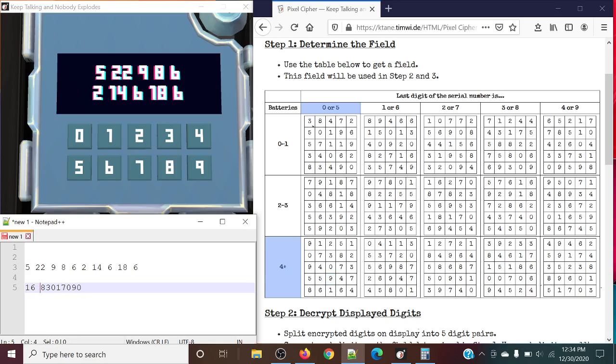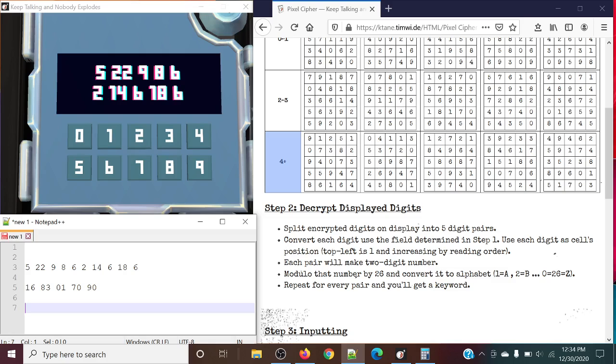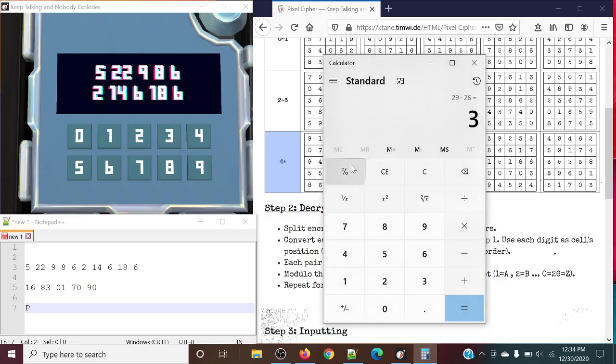Let's split these up into pairs, and let's decrypt them to their alphanumeric positions. So 16 is a Papa in the alphanumeric position. 83, let's modulo that by 26, is a 5, Echo. 0, 1 is an Alpha. 70 mod 26 is an 18. That's a Romeo.